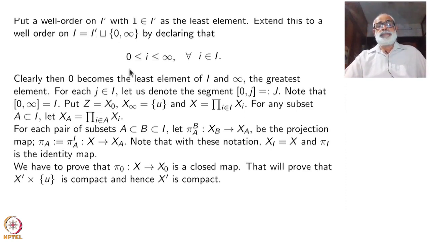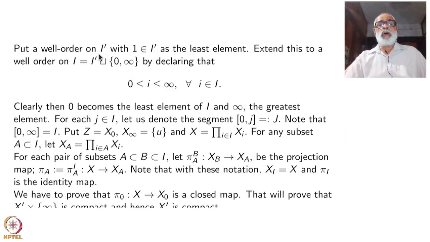Sir, in the first line, we are using the well ordering principle, right? For I prime, well order. Yeah, and now on I, you have defined an order. It may not remain a well order set. It is a well order set. Take a subset. If it contains 0, 0 is fine. If it does not contain 0, it will be inside. See, it may be containing infinity, doesn't matter. Infinity is the largest, it cannot be smallest. If you throw away infinity also, there will be a smallest element there, because I prime was well ordered.